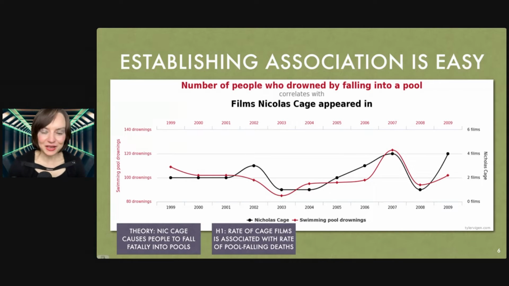We could test it. It's a silly example, and it's sort of easy to see the associations that are spurious, but a lot of associations out there that we take very seriously may also be spurious. We just haven't tested them enough. So let's take this one seriously.